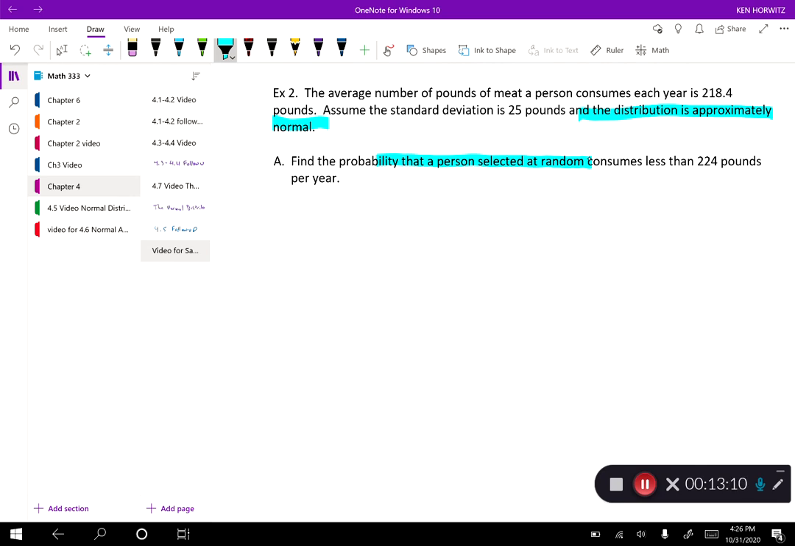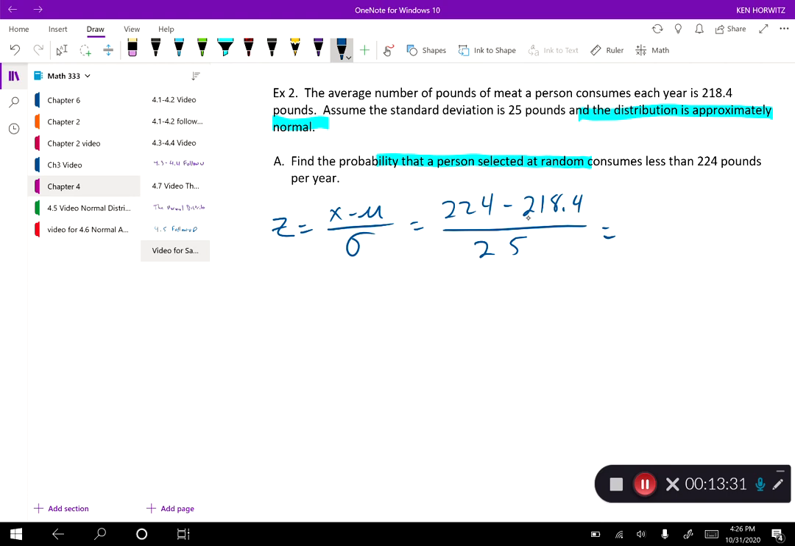all right, that means we're going to use our regular z-score formula, which is z equals x minus mu over our standard deviation, which is 224 minus 218.4 over 25. Pause the video, let's do the math, and we'll talk about the answer on the back end.